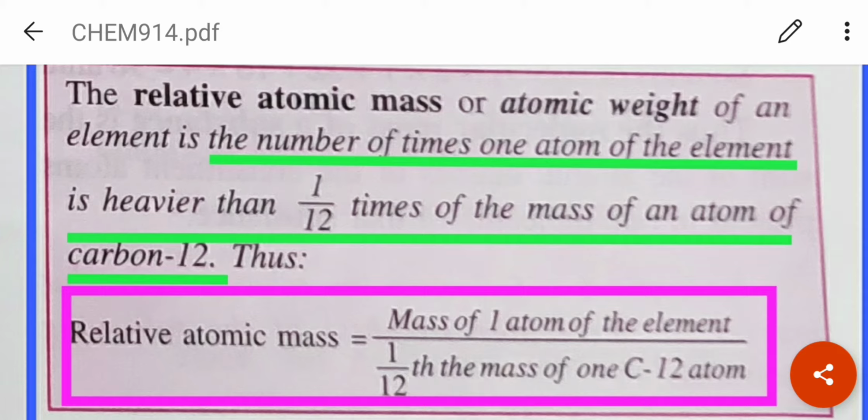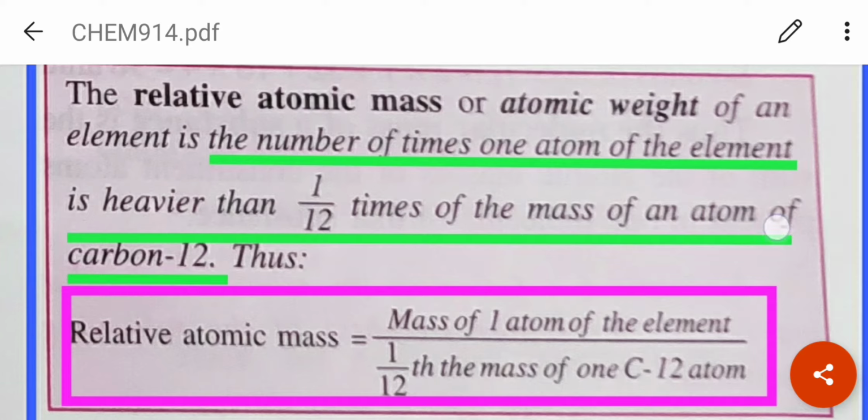As these masses are too small, it is not convenient to use kilograms or grams as a unit. It has therefore been considered appropriate to use the mass of some standard atom as a unit and then relate masses of other atoms to it. So, this results in the relative atomic mass or atomic weight.